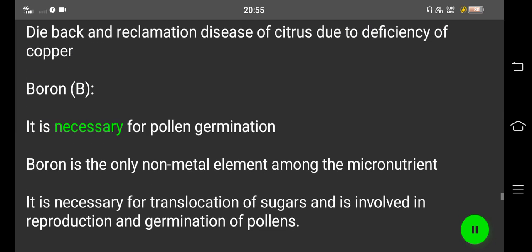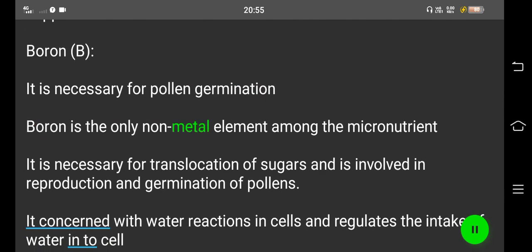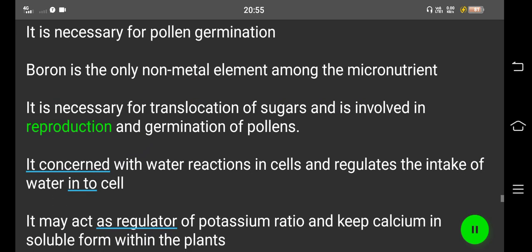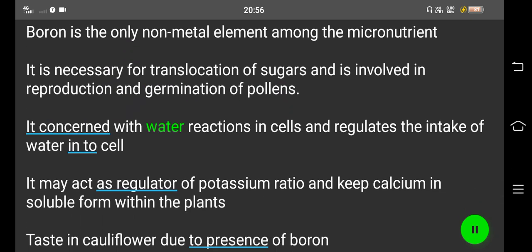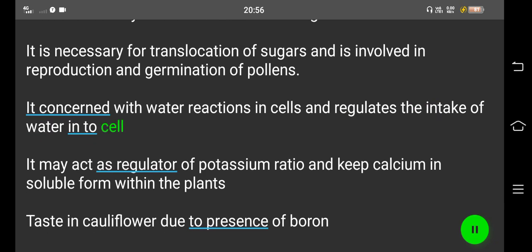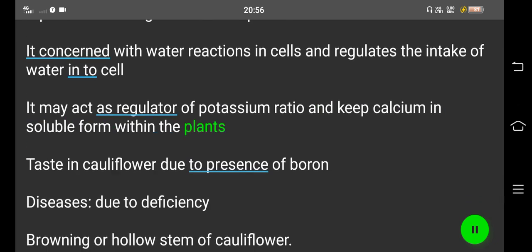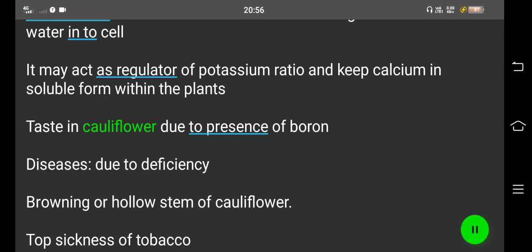Boron, B. It is necessary for pollen germination. Boron is the only non-metal element among the micronutrients. It is necessary for translocation of sugars and is involved in reproduction and germination of pollen. It is concerned with water relations in cells and regulates the intake of water into cells. It may act as a regulator of potassium-calcium ratio and keep calcium in soluble form within the plants. Brown heart in cauliflower is due to the absence of boron.